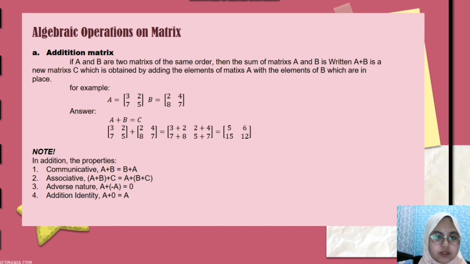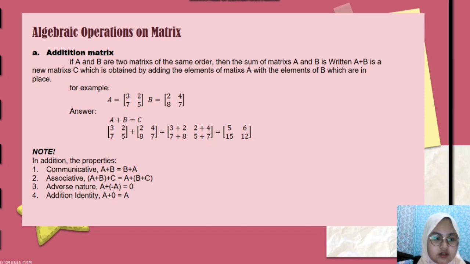Next, algebraic operations on matrices. Addition of matrices. If A and B are two matrices of the same order, then the sum of matrices A and B, written A plus B, is a new matrix C, which is obtained by adding the elements of matrix A with the corresponding elements of B. For example, matrix A equals the brackets 3, 2, 7, 5. Matrix B equals the brackets 2, 4, 8, 7. Answer: A plus B equals C. The brackets 3, 2, 7, 5 plus the brackets 2, 4, 8, 7 equals the brackets 5, 6, 15, 12.